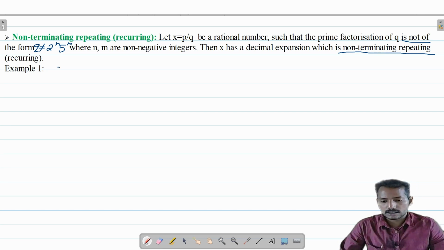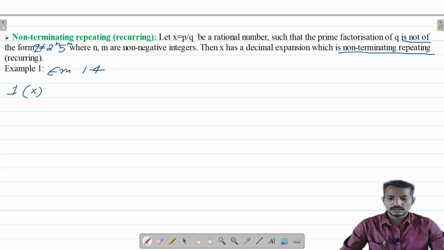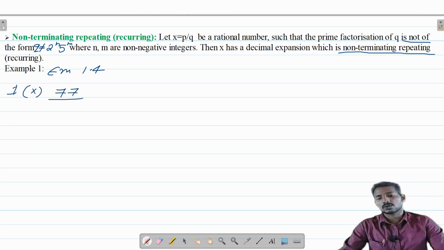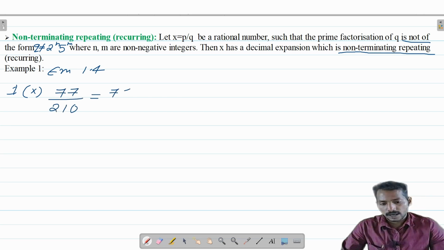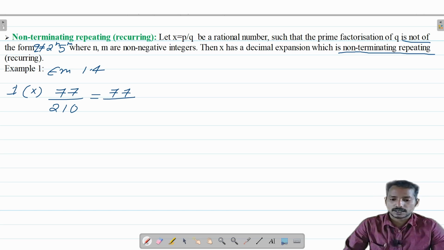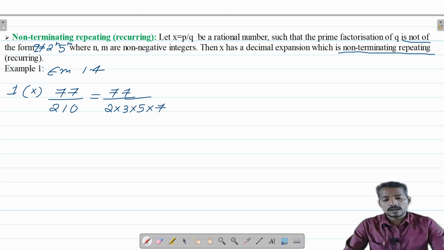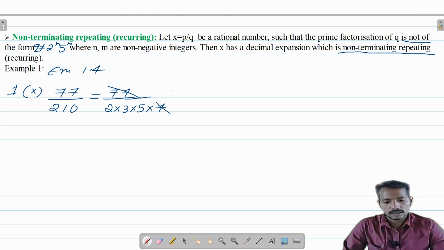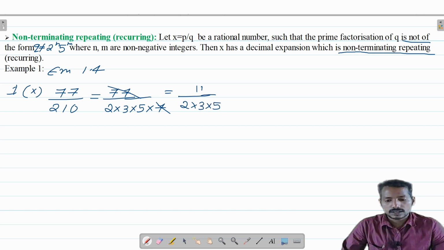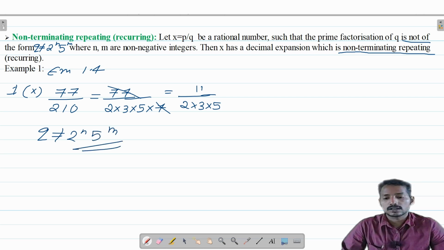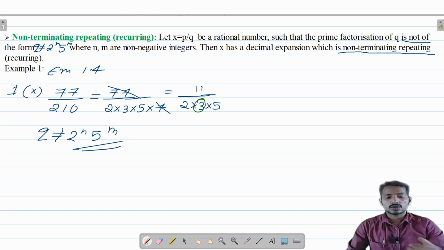Let's take one example, exercise 1.4, question number 1, option number 10. The number is 77 divided by 210. 210 we can factorize: you will get 2 into 3 into 5 into 7. The 7 we can cancel. We will get 11 divided by 2 into 3 into 5. See here, this is not of the form 2 raised to n and 5 raised to n, because it consists of one more 3 in the prime factorization of the denominator, even after simplification. Because of that, it never terminates.